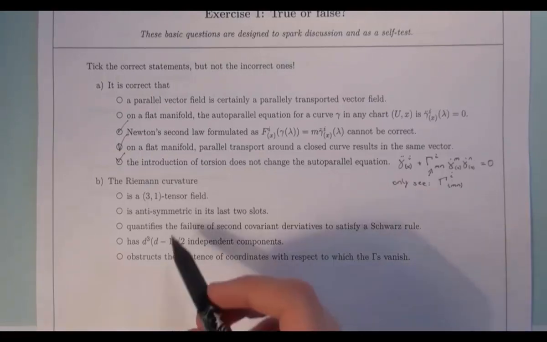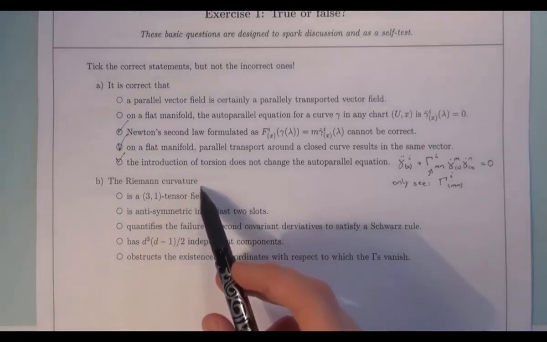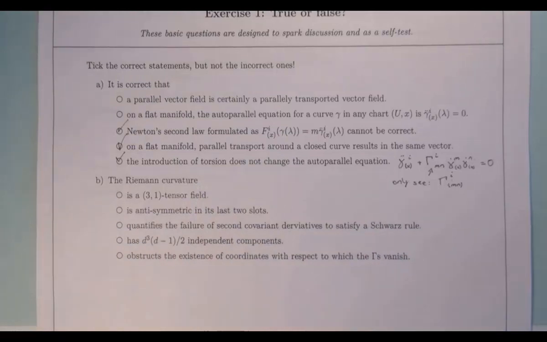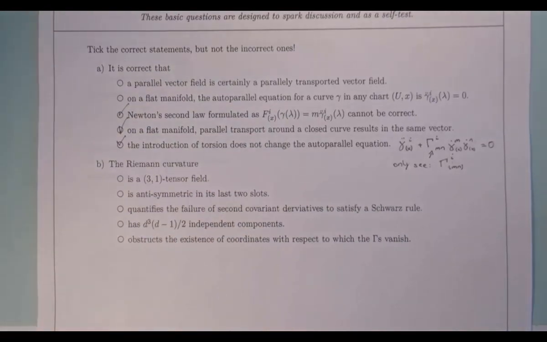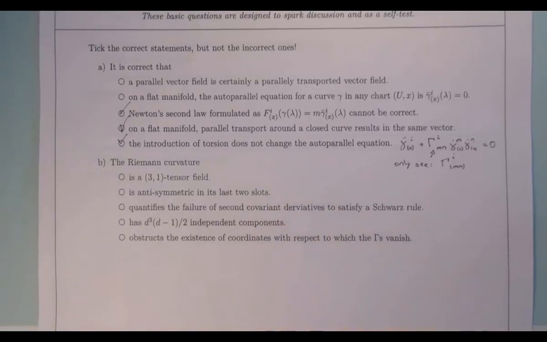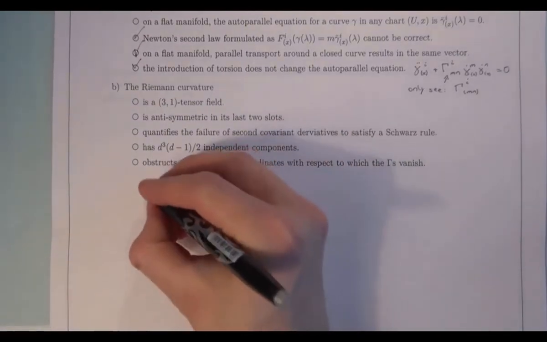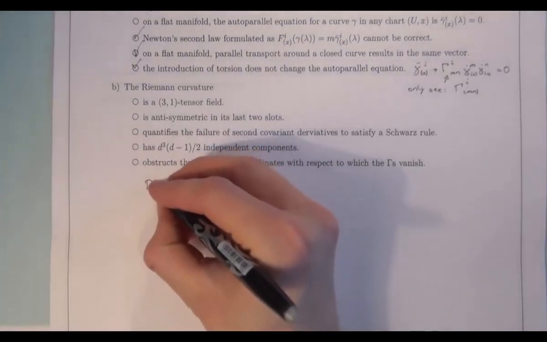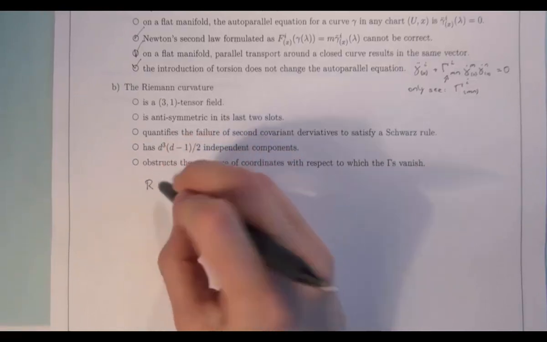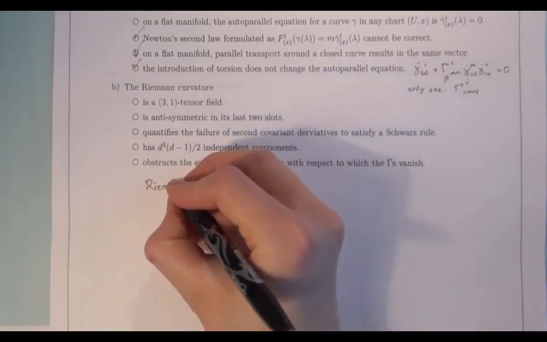And the second exercise here deals with Riemann curvature. Riemann curvature is not a 3-1 tensor field, it's a 1-3 tensor field. So the statement is wrong. It is antisymmetric in its last two slots. Well, let's therefore write down how R is defined. Or, as we denoted in the lecture, it is Riem.